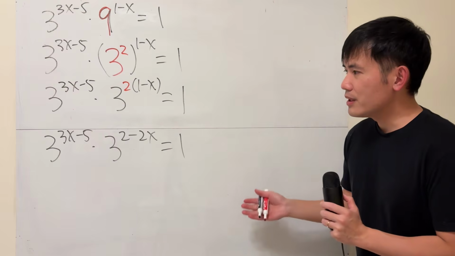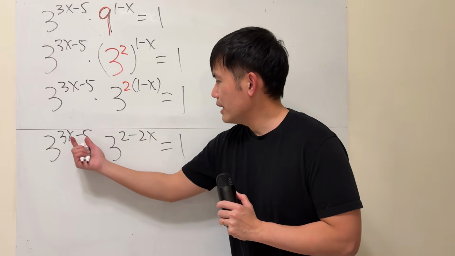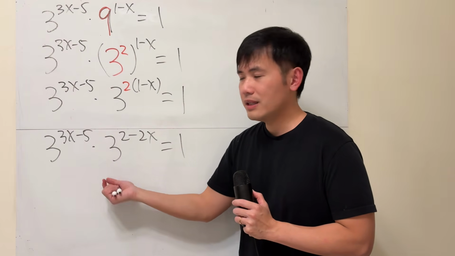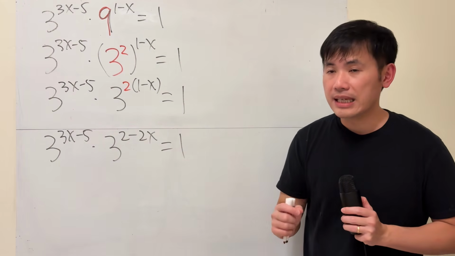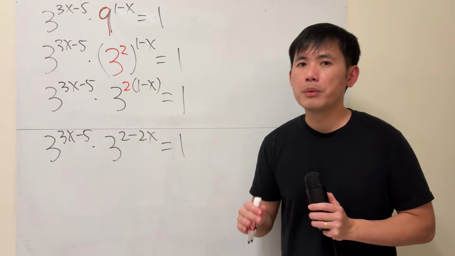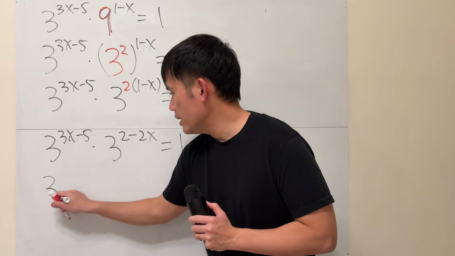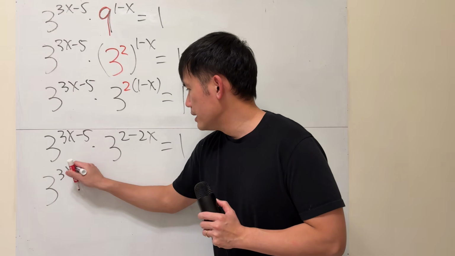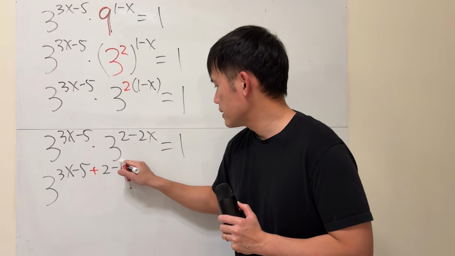Okay, so far so good. What can we do next though? This is 3, and we have an exponent, and they are multiplying. So we can just add the exponents together. Remember, b to the m times b to the n is equal to b to the m plus n. So keep the base 3, and I'm going to have this first exponent, and we add it with the second exponent.